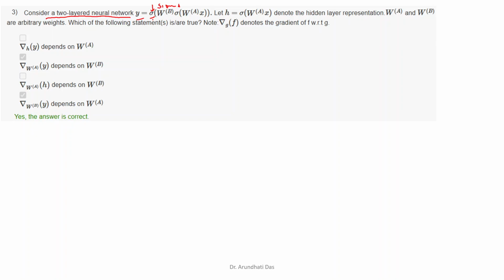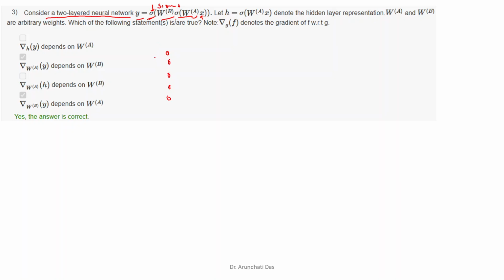This y is obtained by applying this sigma on WB. From this notation, W is nothing but some weight values multiplied with another applied sigma function on another set of weight values and the x, which is the input parameters. If we try to visualize this, we can consider that we have a neural network, and it is a two-layered neural network.